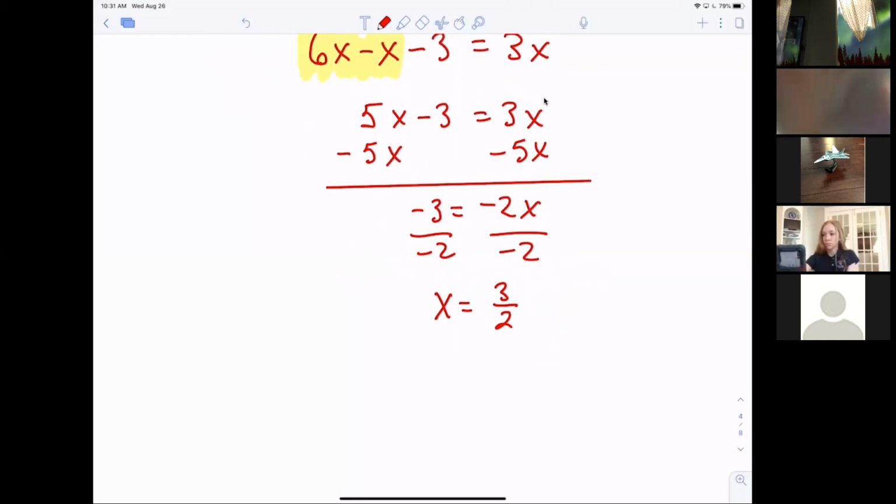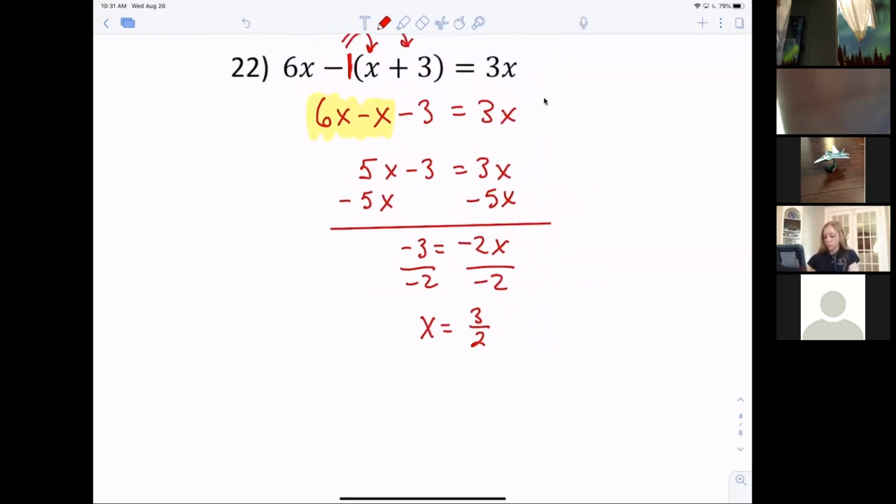All right, I'm tricky now. Yes, sir. 5x plus 3 equals 3x. Oh, wait, never mind. Distribute the negative properly. That's the common mistake.